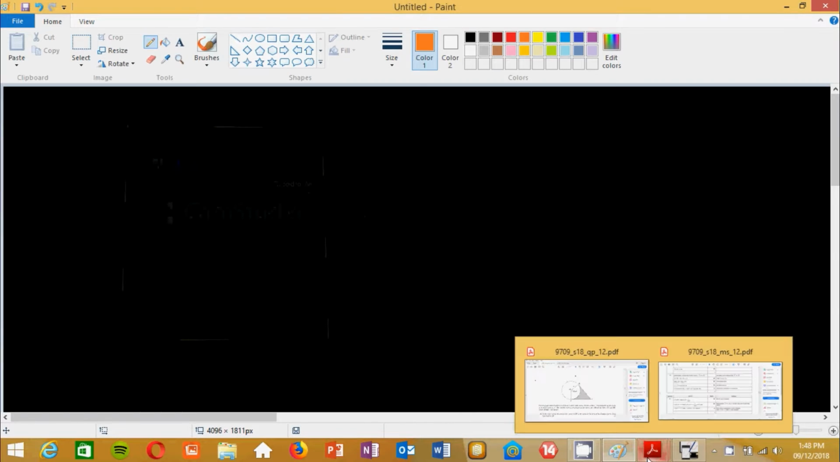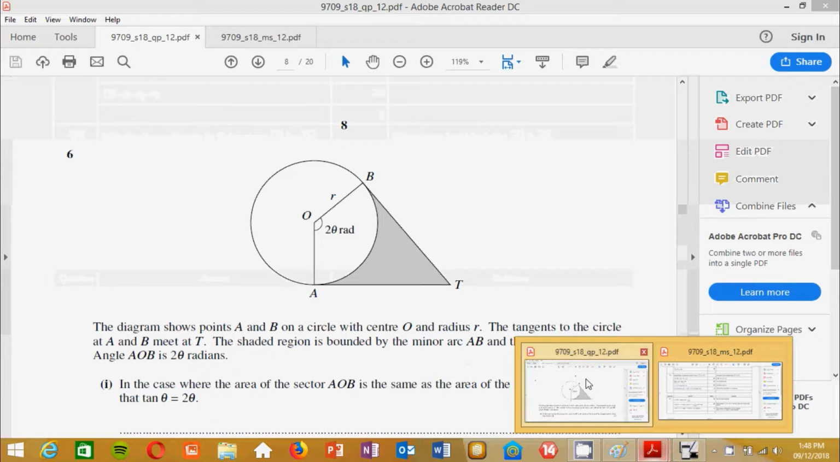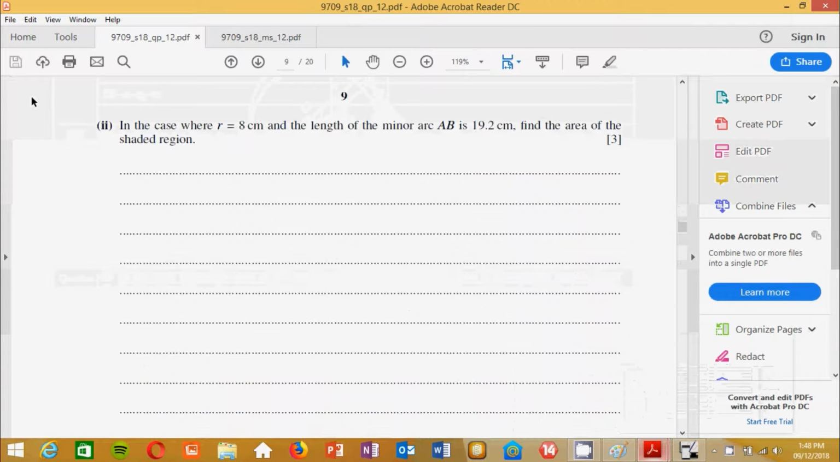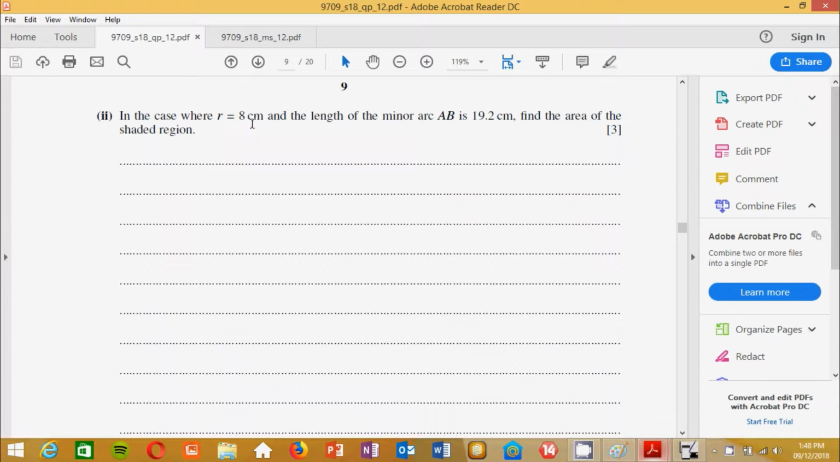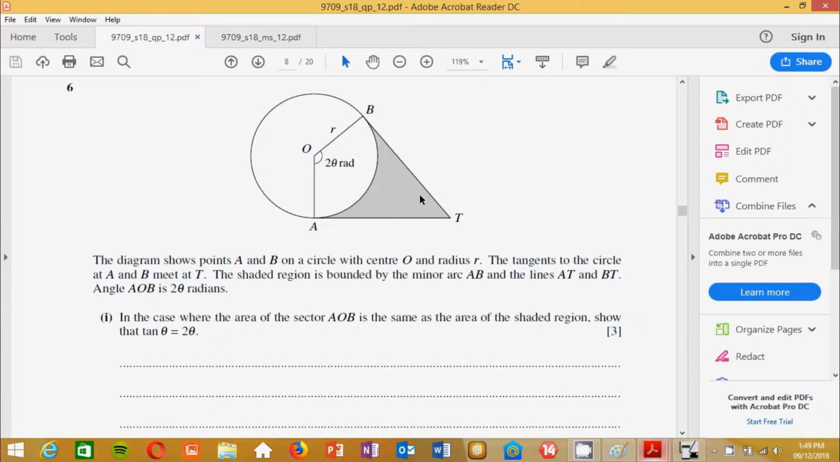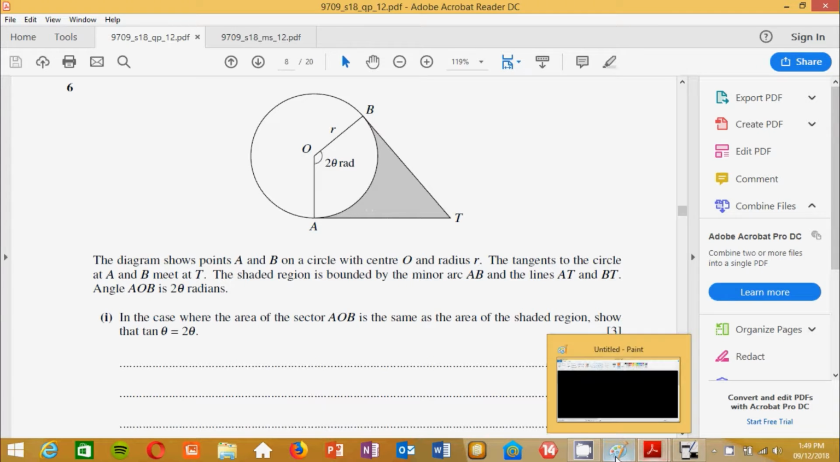Hello and welcome to the second part of the example problem video, where we're looking at this paper and at question 6. Today we want to look at part 2. In the case where r is equal to 8 centimeters and the length of the minor arc AB is equal to 19.2 centimeters, find the area of the shaded region.